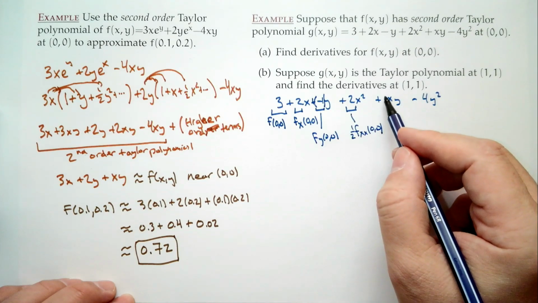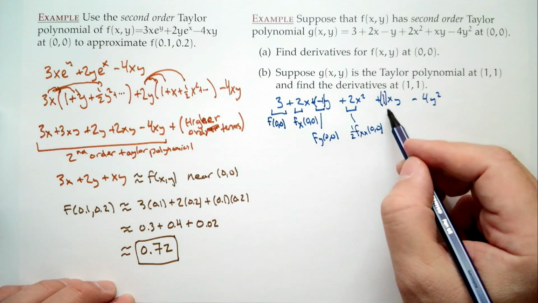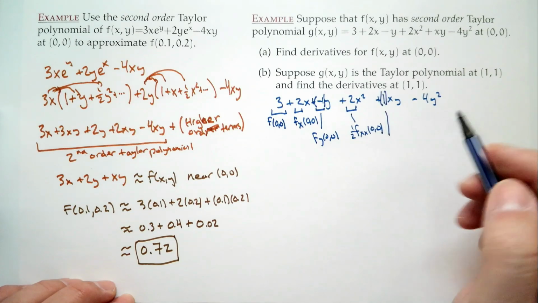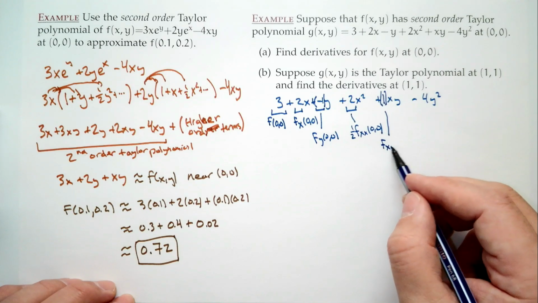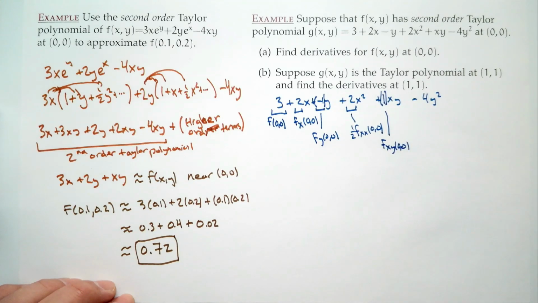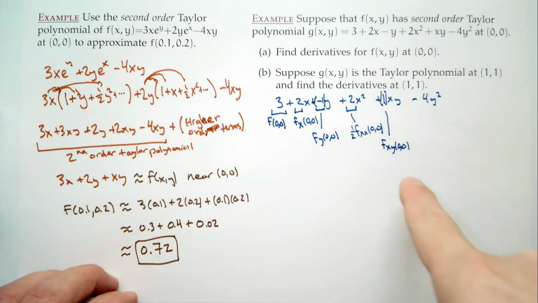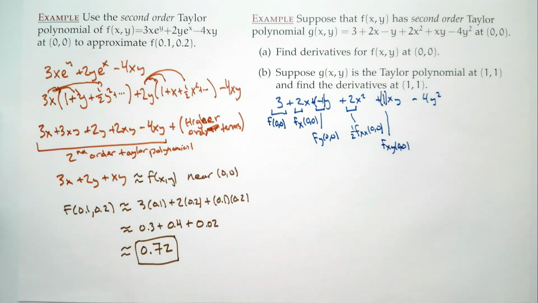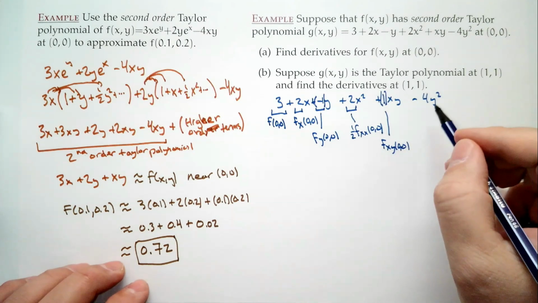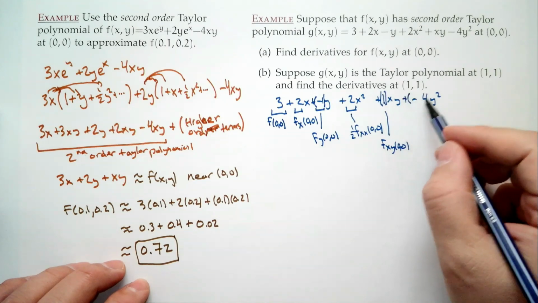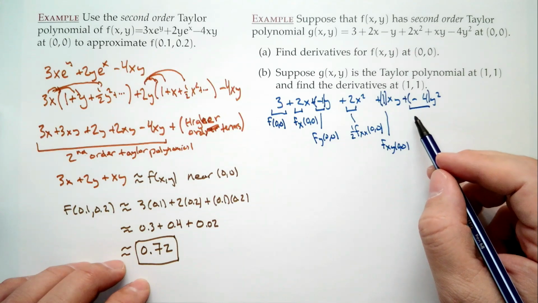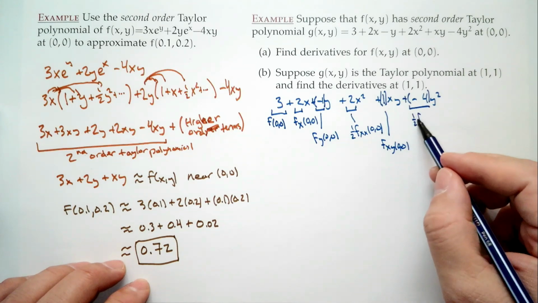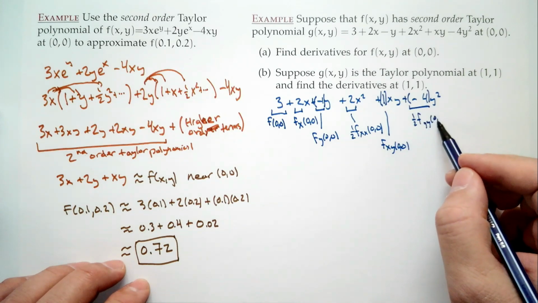Okay, now this plus xy is really plus 1 times xy. What does the 1 correspond with? Is it fxy at 0, 0? It is fxy at 0, 0. Yeah. Okay, good. Finally, this negative 4, which is really plus negative 4. What does the negative 4 correspond to? Half fyy at 0, 0.